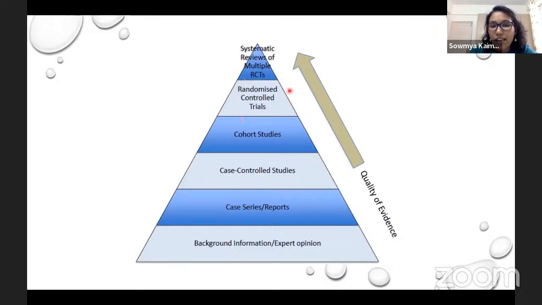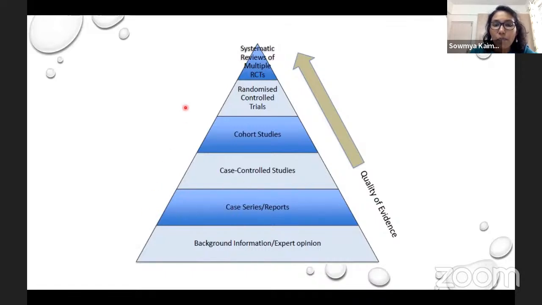Then you have your RCTs, randomized controlled trials, which are again a good level of evidence. Then you have cohort studies, and all the way at the bottom you have your case series and case reports. So for a case series, say one patient somewhere in Tunisia was treated with plasmapheresis for TEN. That is not a good level of evidence. The quality of evidence becomes less because it's anecdotal.